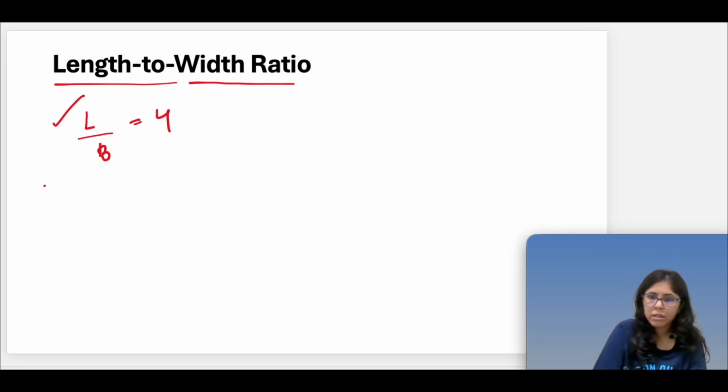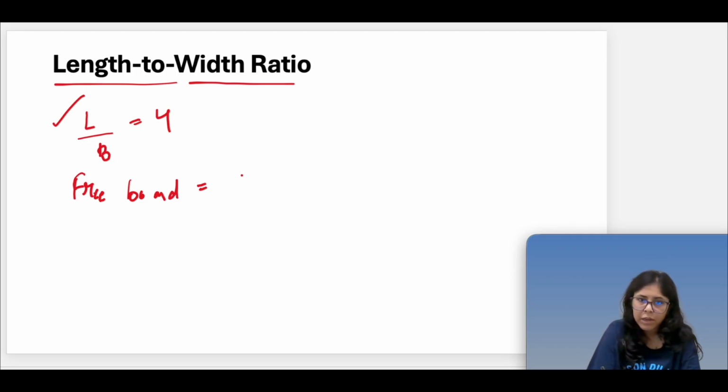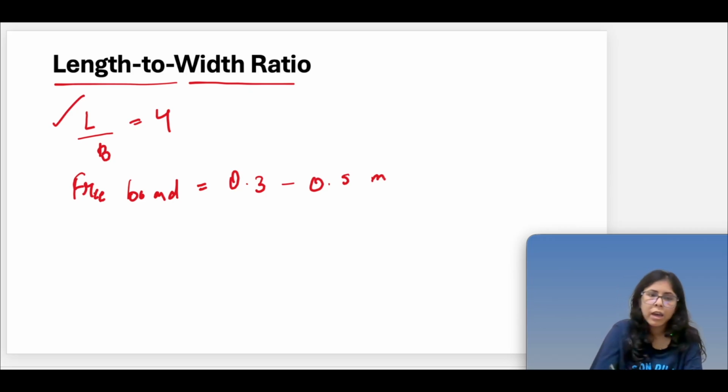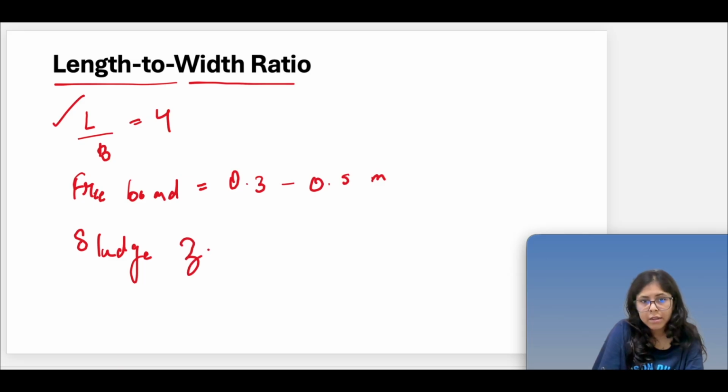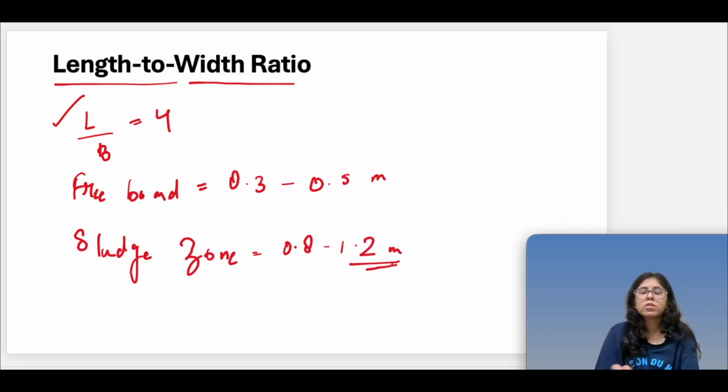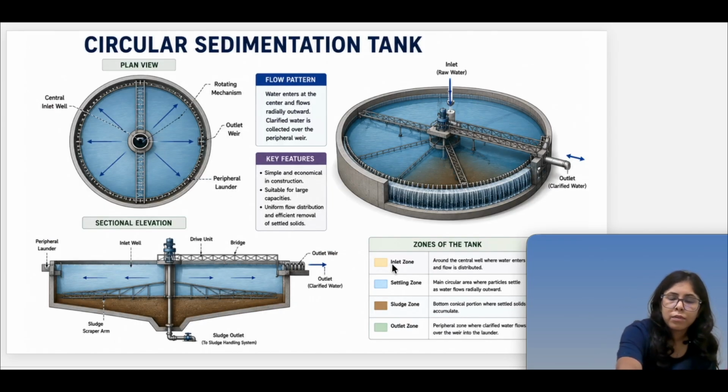And then we have another recommendation: the freeboard will also be there, right? So this freeboard is approximately 0.3 to 0.5 meters. This much freeboard we give. And then the sludge zone was there, right? At the bottom of the tank. So this sludge zone is approximately 0.8 to 1.2 meters. So these are some more specifications that we should know. And with this we come to approximately an end with the horizontal tank.